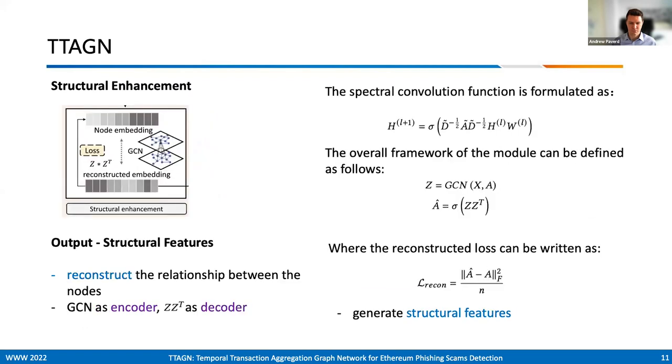In the structure enhancement module, structure features are obtained by reconstructing the transaction graph. Analogous to the idea of graph autoencoder, we reconstruct the relationship between the nodes of the transaction graph. We combine the trading features obtained from each node with statistical features as node embedding and input them into the GCN as the encoder to learn the structure features of the node. The model training is guided by the reconstruction loss.